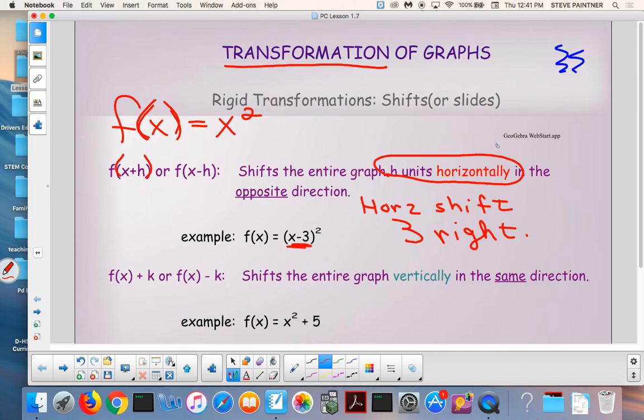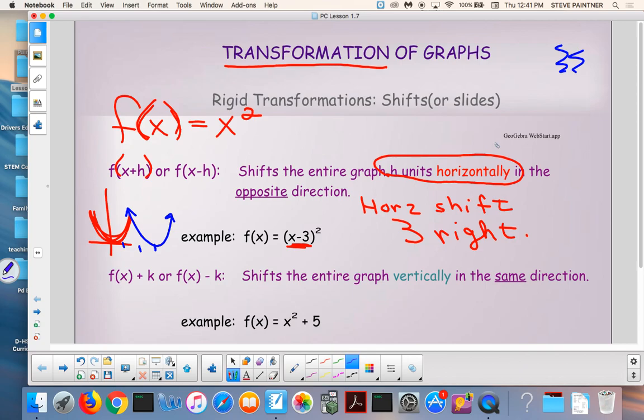It's just weird how minus 3 inside means go right. But if it had been a plus 3, you would have gone left. Really quick, I know the parent looks like this, right? Yours will do what? Go 3 to the right. 1, 2, 3. Yours will be the same thing except like this. Correct? Now, what just happened to all the points on the parent?